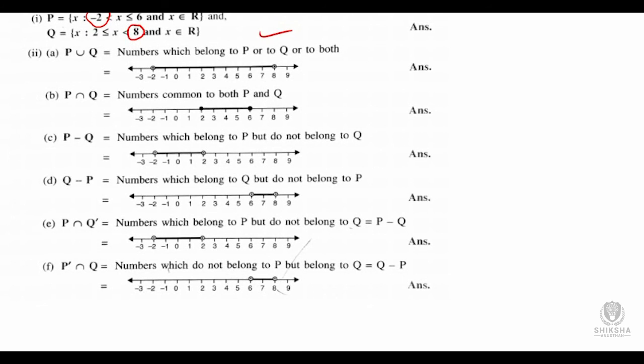Then P intersection Q dash. First, we need to understand what Q dash is. Q dash is the numbers which do not belong to Q. So P intersection Q dash is the numbers which belong to P but do not belong to Q. Or we can write it as P minus Q. So P intersection Q dash is P minus Q. And P dash intersection Q is Q minus P.